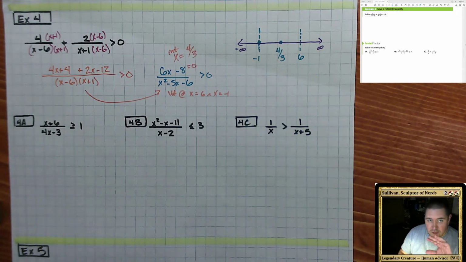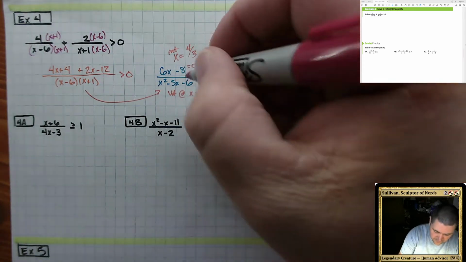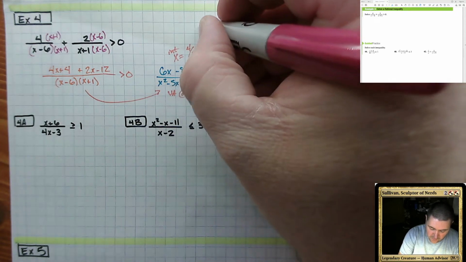Now I can also just kind of sketch my graph for this. Do you see that you're going to have a, where's my other color here? If I plug in 0, I'll have a y-intercept of 4/3 as well.